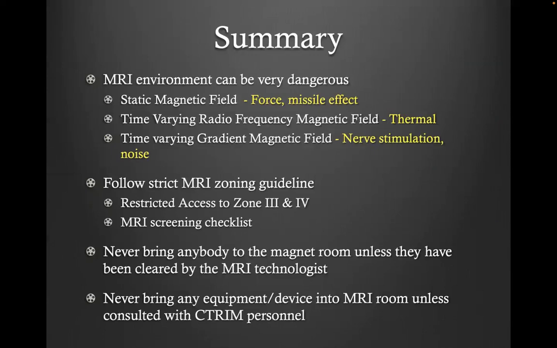Okay, we are coming to an end. So, summary: the MRI environment can be very dangerous. There is the static magnetic field, which has force and the missile effect. There is the time varying radio frequency magnetic field, mostly a thermal effect, and the time varying gradient magnetic field, mostly nerve stimulation and noise. So we need to follow strict MRI zoning guidelines, restricted access to Zone 3 and Zone 4, and we need to be very vigilant on the MRI screening checklist. Also, never bring anybody to the magnet room unless they have been cleared by our technologist, and never bring any equipment or devices into the MRI room unless you have consulted with our MRI personnel, because you're going to damage things.